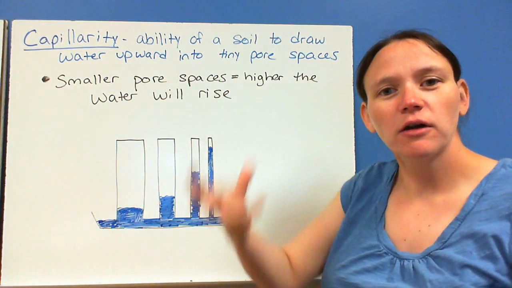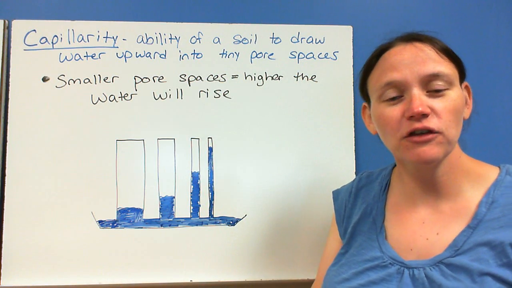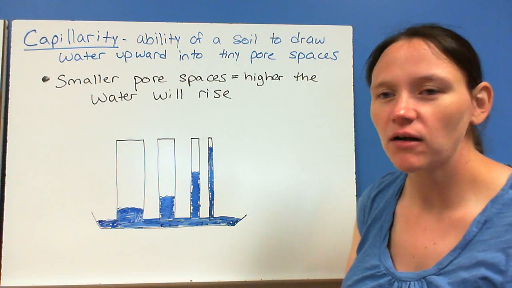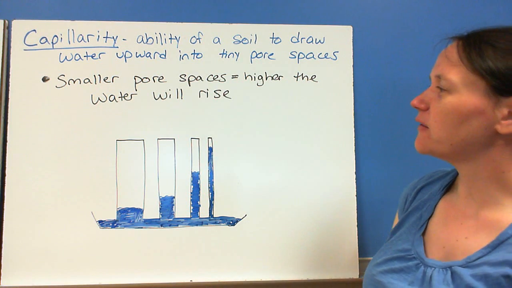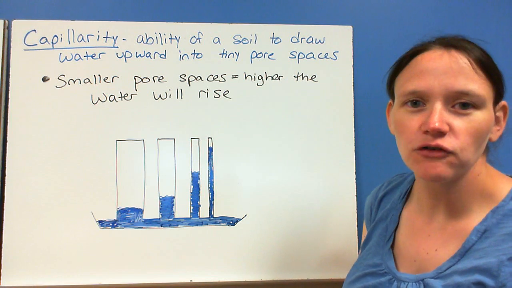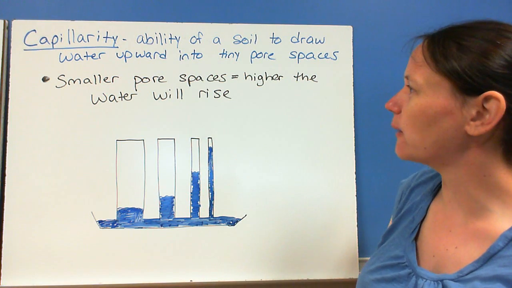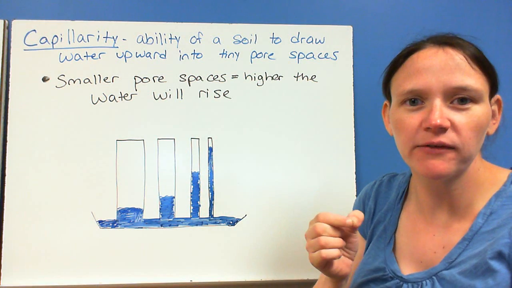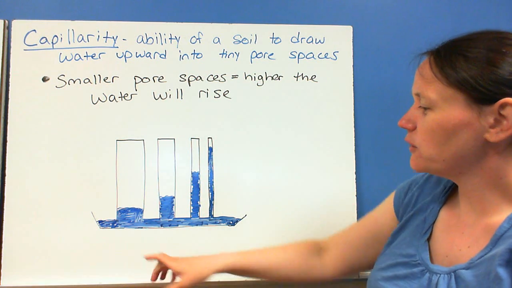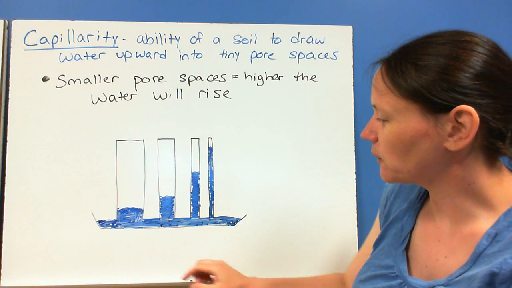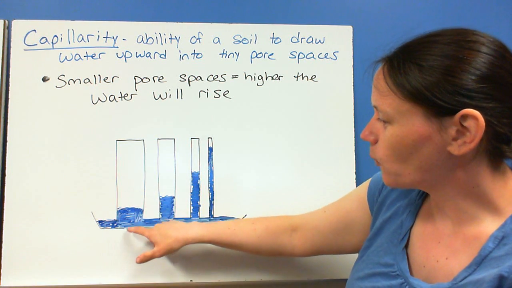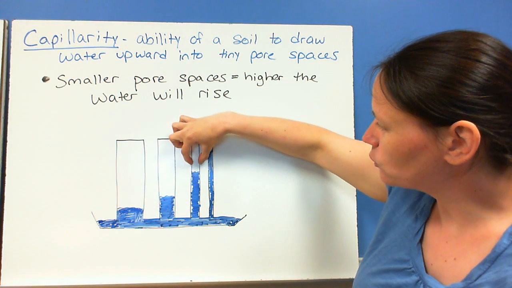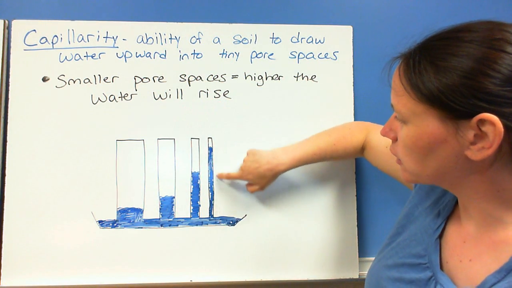Now, we've been talking about water going down through the soil, but we can actually have certain cases where water will travel upwards, and this is something called capillarity. And that's, like I said, the ability for the soil to actually draw water upward through the ground. And this is going to happen the best when you have smaller pore spaces. And you can see right here, here's an example. Bigger pore spaces, the water's not traveling up as high. And the narrower these tubes get, the higher the water can travel.